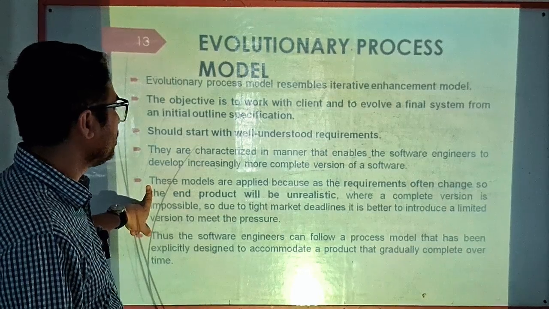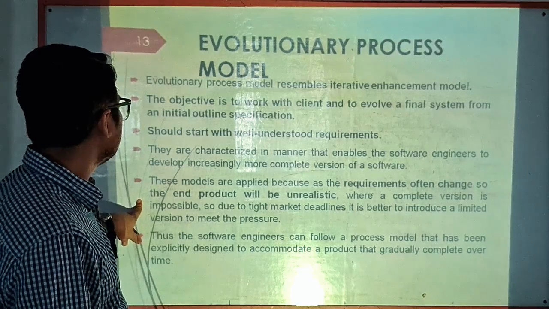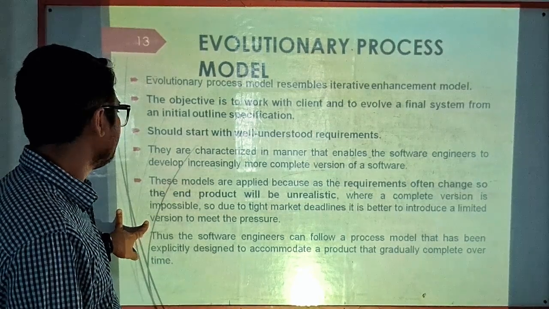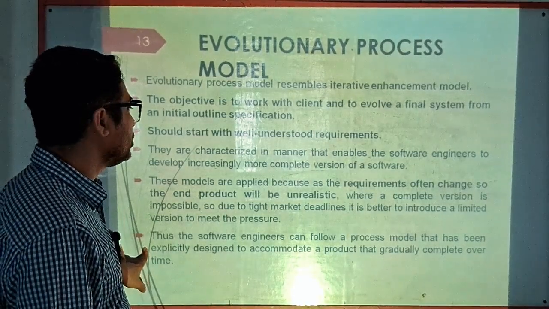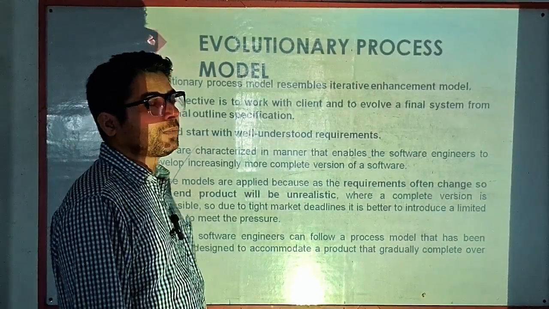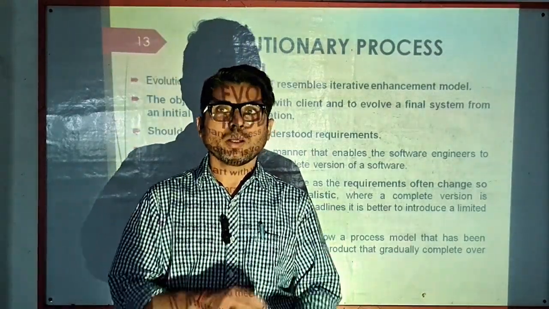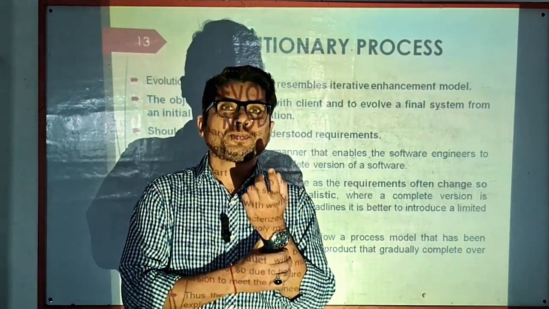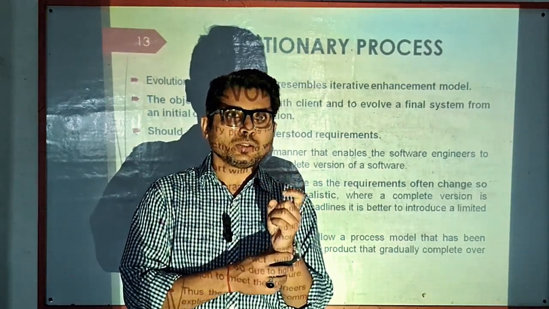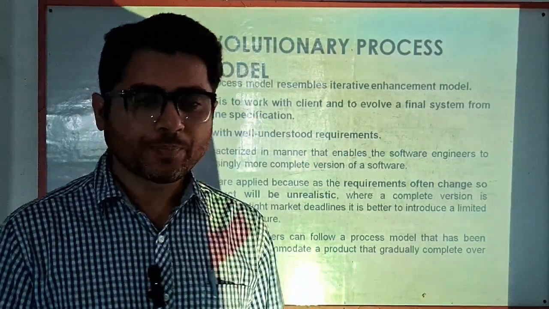These models are applied because requirements often change and a complete version of the product is unrealistic, where complete versions are impossible. So due to tight market deadlines, it is better to introduce a limited version to meet the pressure. Software engineers can follow a process model that is explicitly designed to accommodate products that evolve over time. This model also depends on the iterative process of software development. It will keep on providing trial versions or small-size output software products to keep on testing and gathering the output or response from the user.